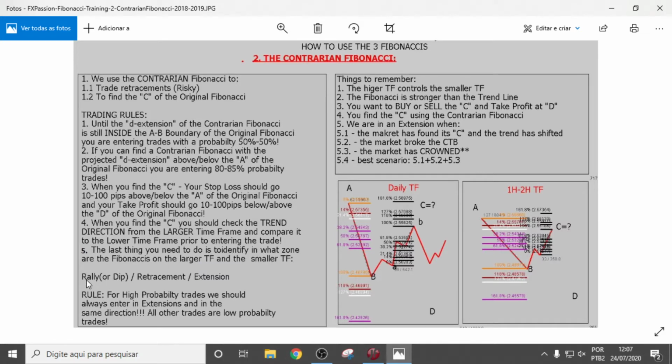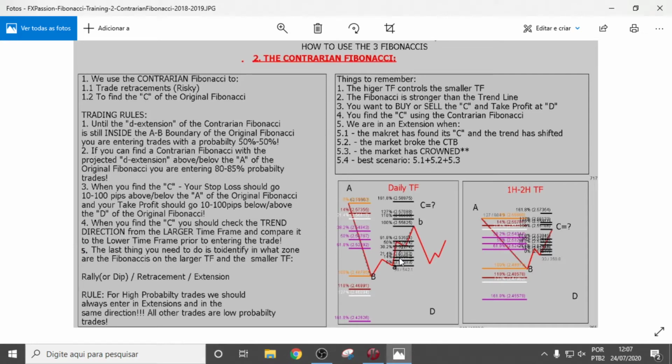And again, we have the rally or the dip in a downtrend, retracement, extension, right? So dip, retracement, extension in a downtrend, in a down Fibonacci. And the trading rule is the same. For high probability trades, we should always enter in extensions. So even though we are trading the contrarian Fibonacci, everybody, we are trading the retracement, we should enter trading the extension leg of the contrarian Fibonacci.